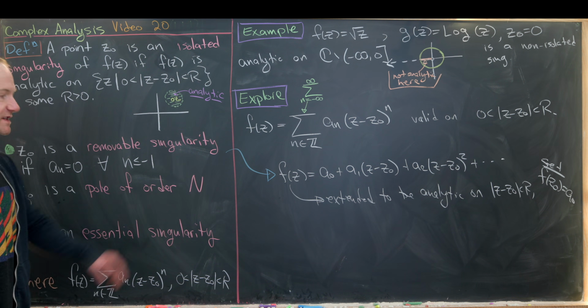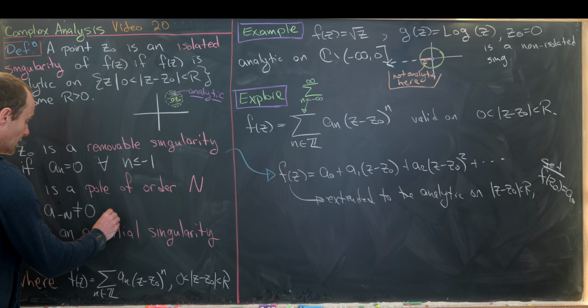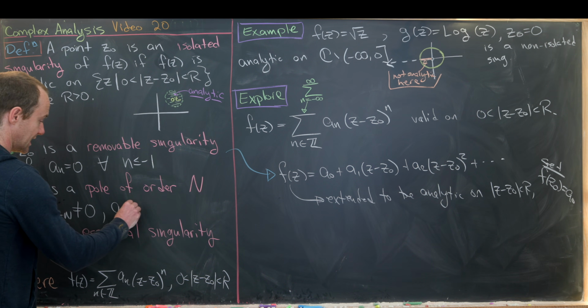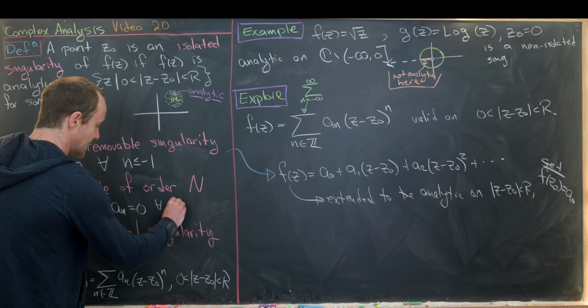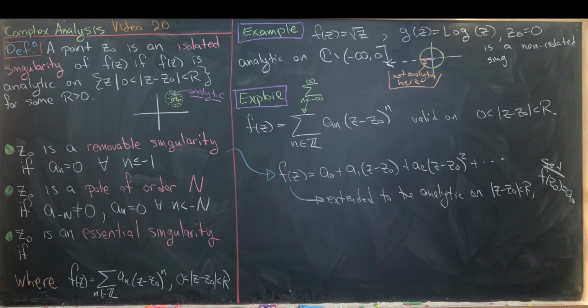That means that there would be a smallest one. And that's this case where we have a pole of order n. So we say that z naught is a pole of order n if a sub minus n is not equal to 0, but a sub little n is equal to 0 for all n strictly less than minus n.